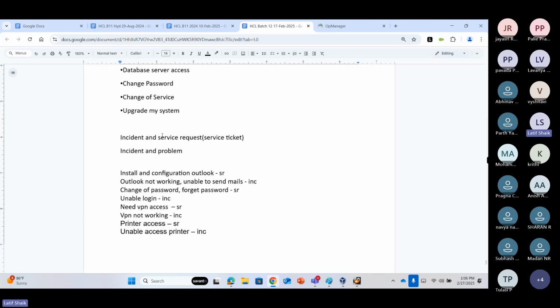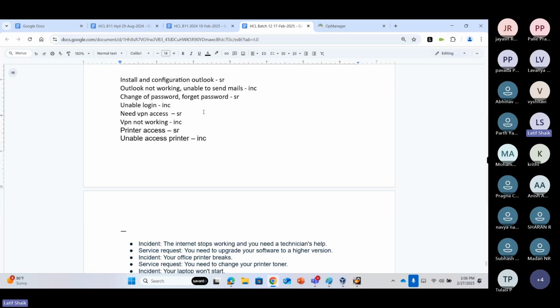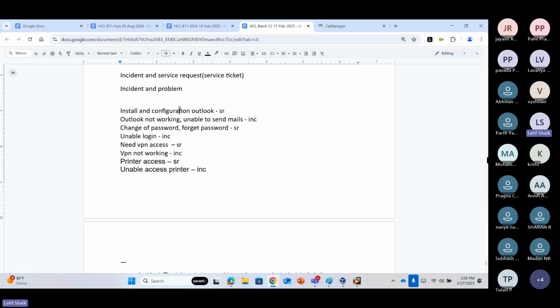So what is the difference between an incident and a service request? The incident ticket and the service ticket. Incident and problems, incident and service request. So I put only service request related to incident and service. Say I need Outlook. I newly joined an organization, and I got assigned a new laptop. The laptop should be installed with the Outlook configuration.